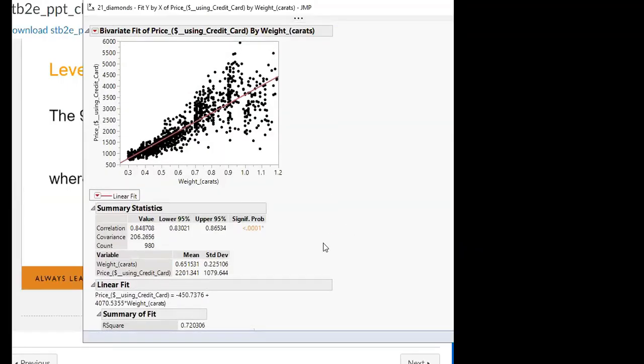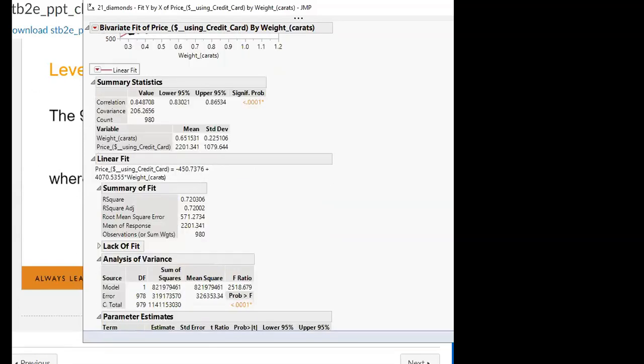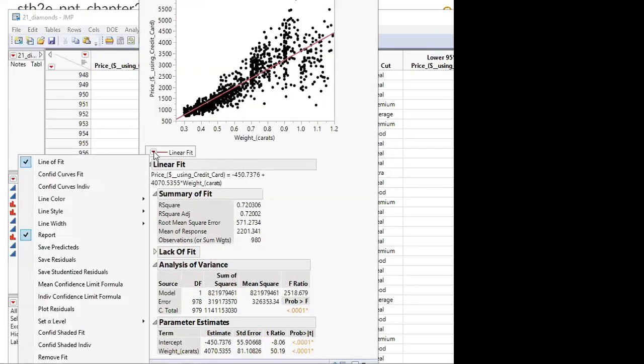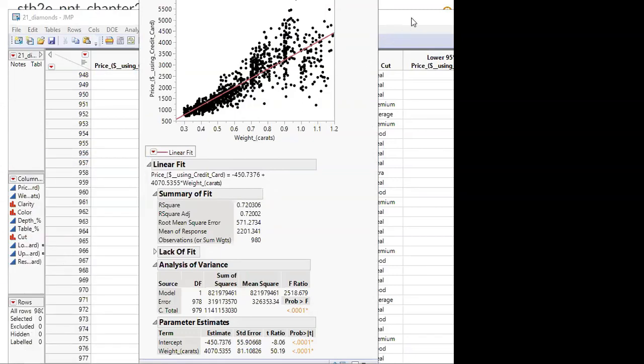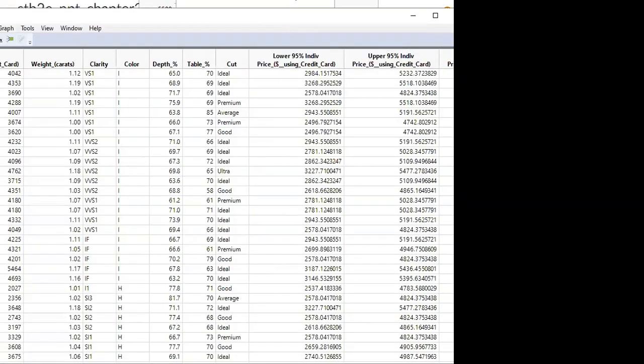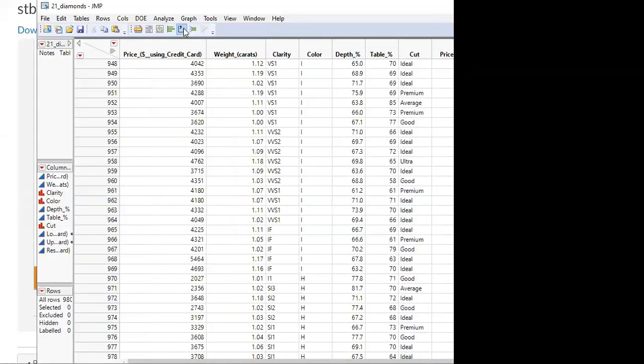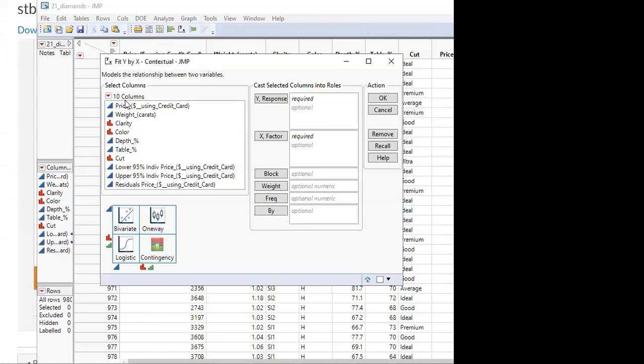So where to check other assumptions, like normality of residuals? Same thing. Go to the red triangle for residuals and save residuals. Residuals will be added as the last column of your data. So what's next? You want to do analysis on residuals. The explanatory variable goes to X. Instead of price, I want to use the residual of price. And click OK.